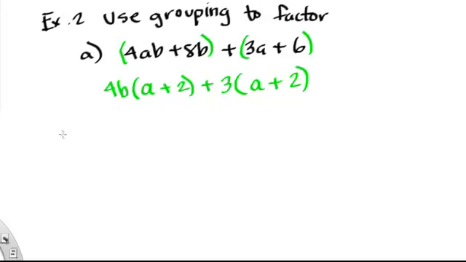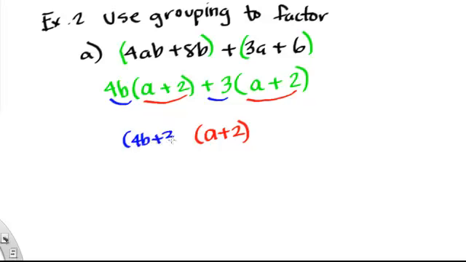So now if you look at these, there's something they have in common. These two are the same. So what I do now is I keep only one of the a plus 2's, and the 4b plus a 3 will go in their own parentheses.